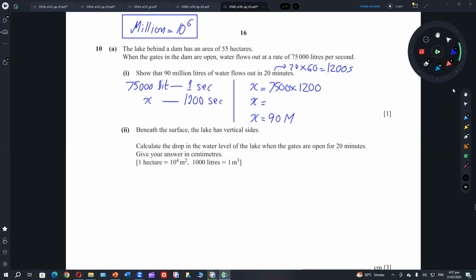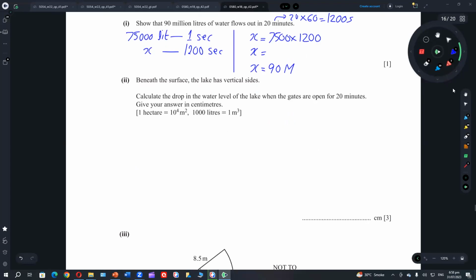Beneath the surface, the lake has vertical sides. Calculate the drop in the water level of the lake when the gates are open for 20 minutes. 1 hectare is equal to 10 power 4 meter square and 1000 liter is equal to 1 meter cube. Yes. So it's again a case of ratio. You should first find the volume, and then the drop in water level when the gates are open for 20 minutes. In 20 minutes, 90 million liter of water has gone. Liter is a unit of volume.